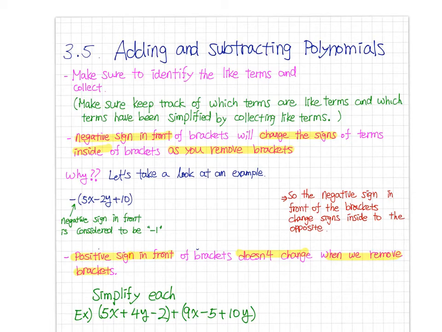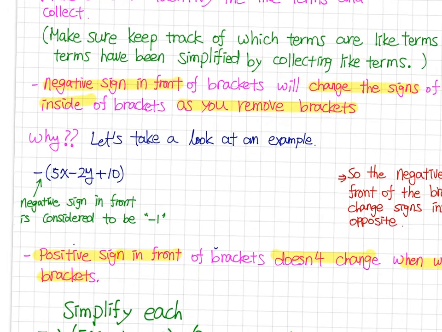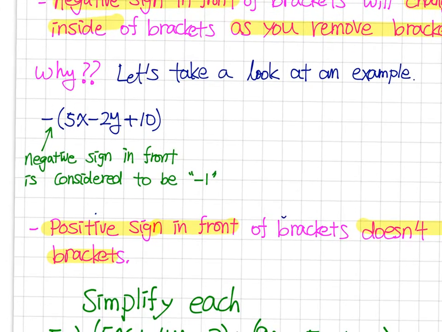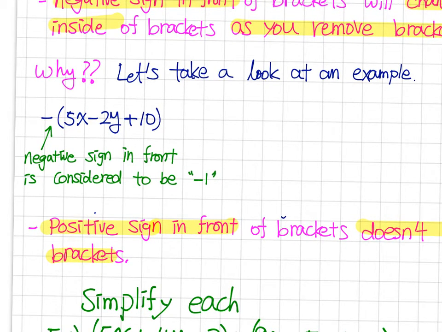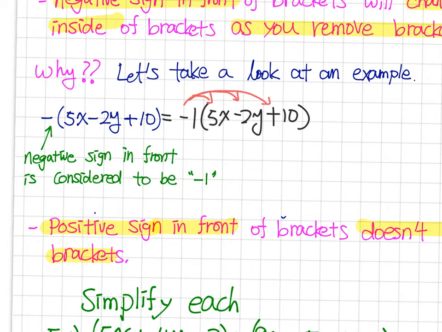Now, I explained why before, but here's another review of that. So I'm going to zoom in a little so that I can write it better. So I have negative (5x minus 2y plus 10). Now again, remember the negative sign in the front with no number means it is negative 1. So this becomes negative 1 times (5x minus 2y plus 10). Now remember the distributive law. If you have a number in the front like this, when you're expanding or removing the brackets, we are multiplying it to every single thing inside, correct?